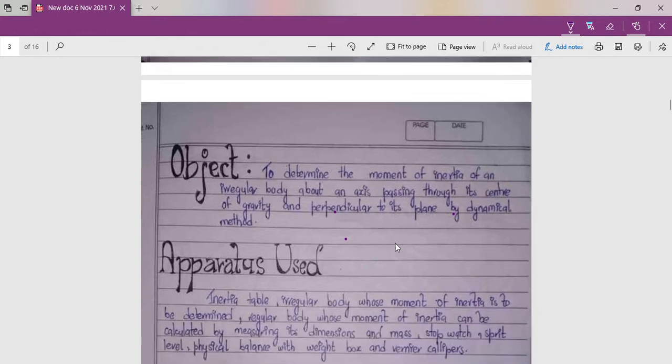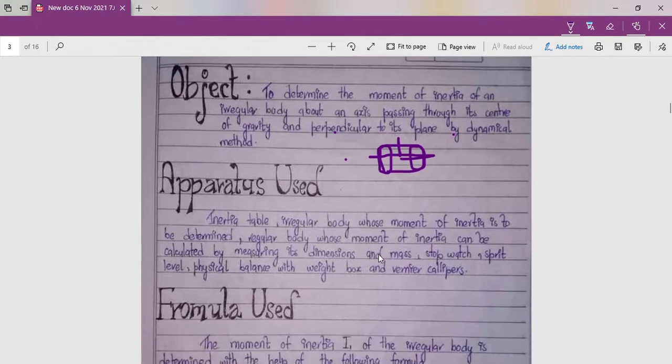Let's consider a solid body passing through its center of gravity and perpendicular to its plane. Here, dynamical method means we should determine its moment of inertia while it is in movement.